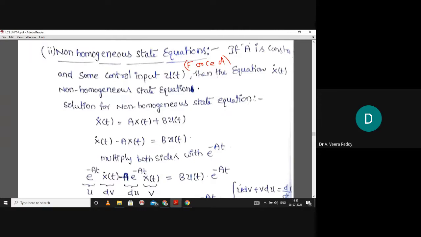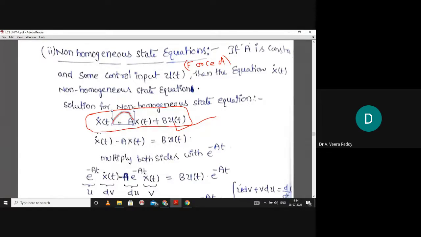So here, as we know, the state equation is x dot equal to Ax of t plus Bu of t, because here we are considering it a forced system. We may call it a non-homogeneous state equation. Here the control vector u of t exists. So x dot of t equal to Ax of t plus Bu of t. So x dot of t minus Ax of t, you can bring this term to this side.